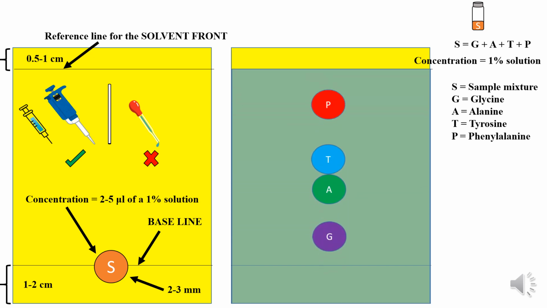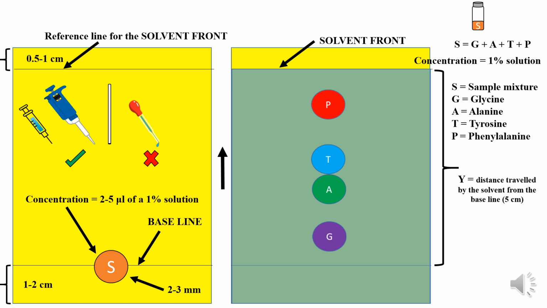So the given sample mixture is separated into individual components, and they travel at different speeds because of their relative affinity towards the stationary phase. And the mobile phase travels up the paper by capillary action, and it flows against gravity. And when the solvent front has reached the reference line for the solvent front, you can stop the separation process, remove the Whatman paper from the chamber, and dry the paper using a dryer.